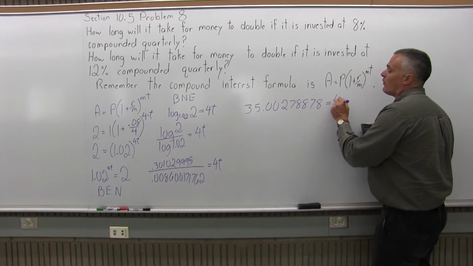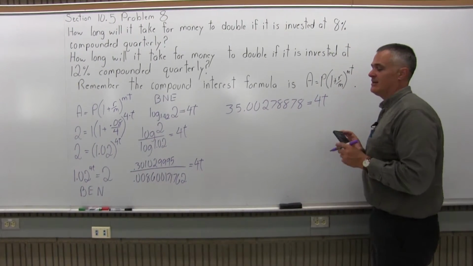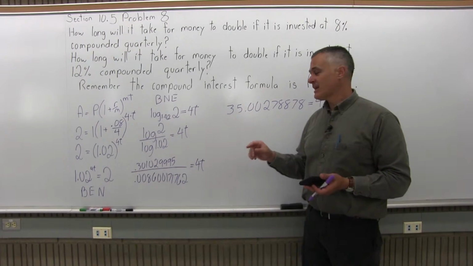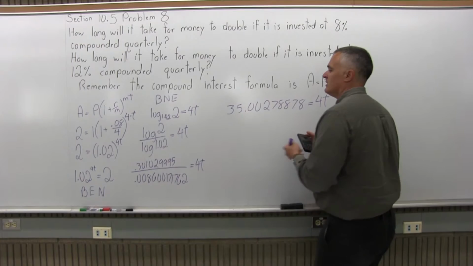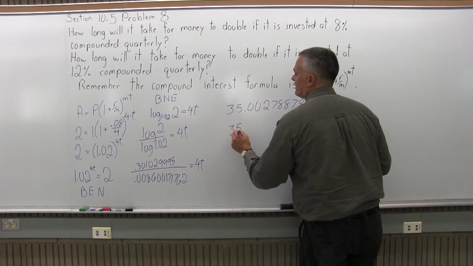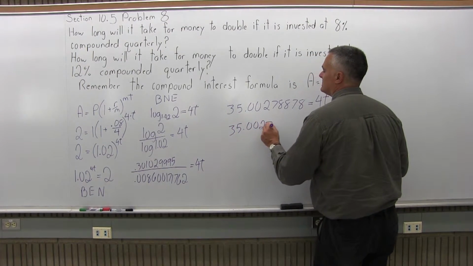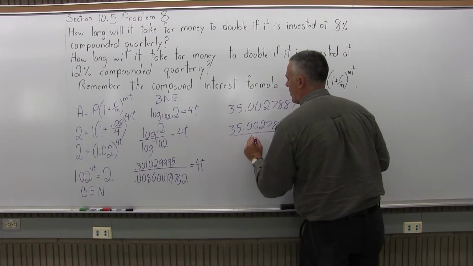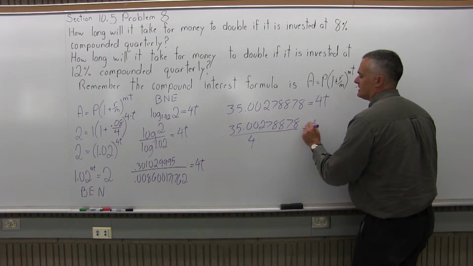That's equal to 4t. I want to know what t is, not what 4t is. I want to divide out that 4. So I'm going to have to do 35.00278878 over 4 is equal to t.